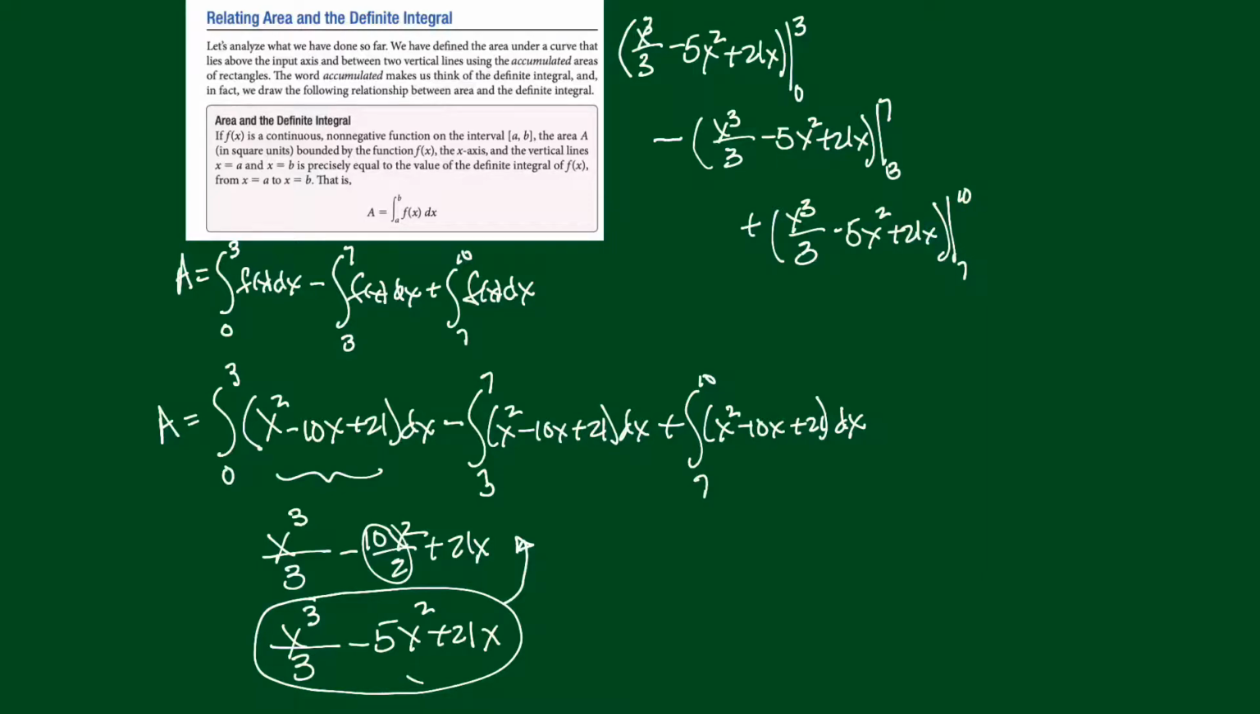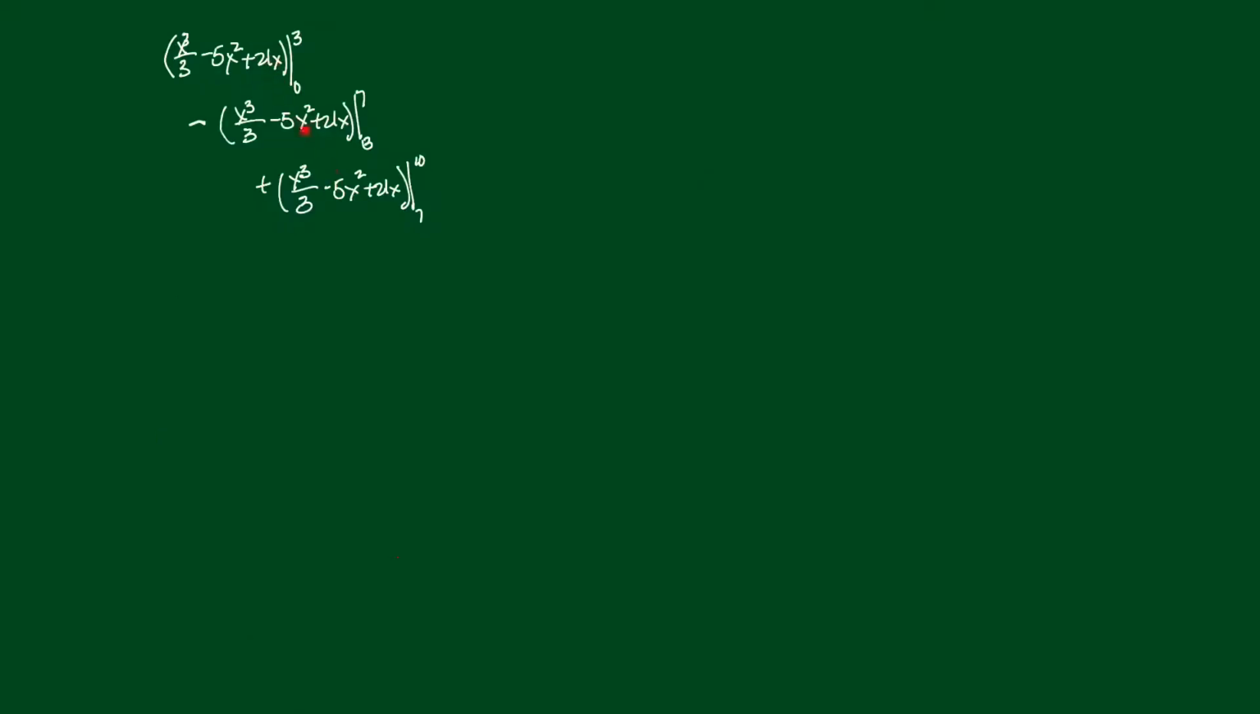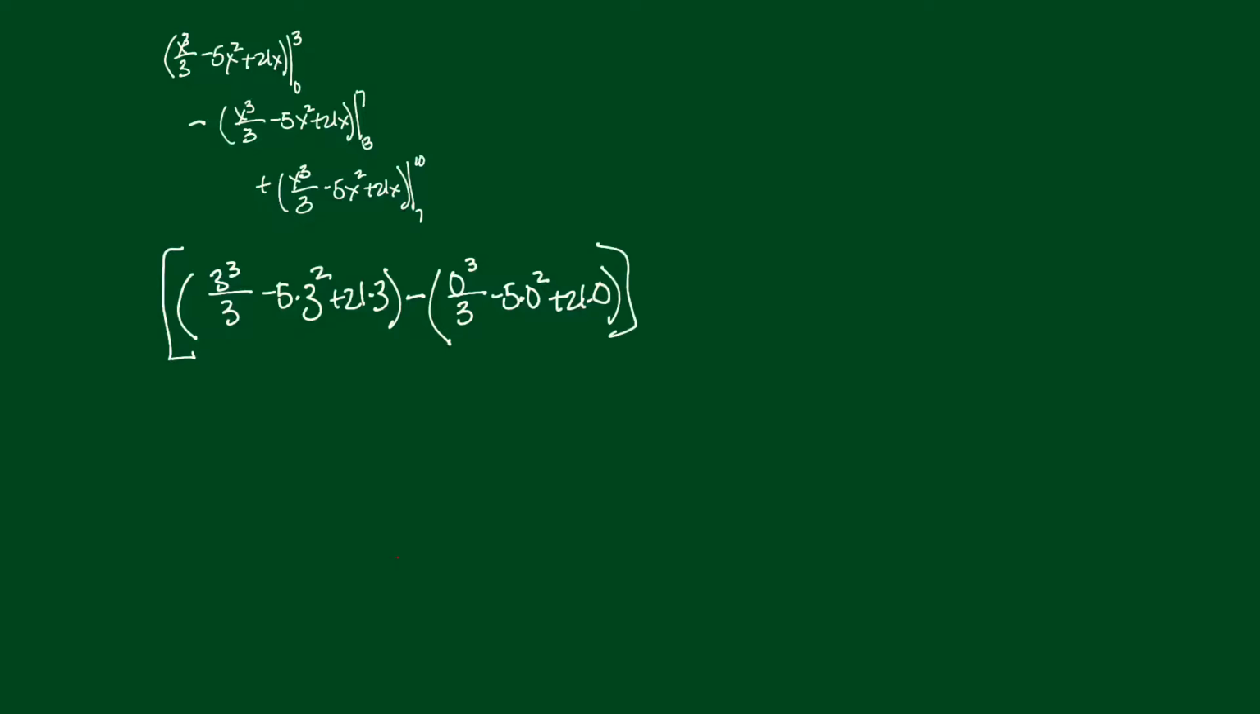Now let's get some more room here. So here it is again. I just rewrote it. So let's do this. So we're going to get 3 cubed over 3 minus 5 times, I'm going to block it off like this. Here's the first one. 5 times 3 squared plus 21 times 3, close, minus, but in the lower limit, 0 cubed over 3 minus 5 times 0 squared plus 21 times 0. There's the first one, plus, no, not plus, minus, right? Minus the second one.